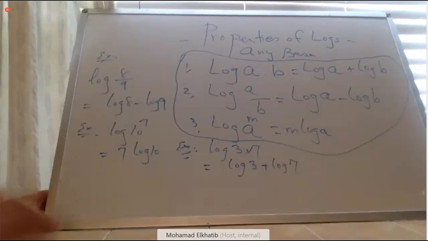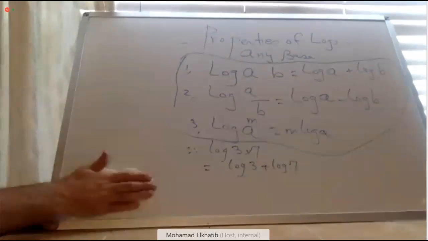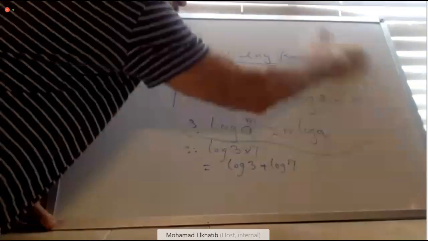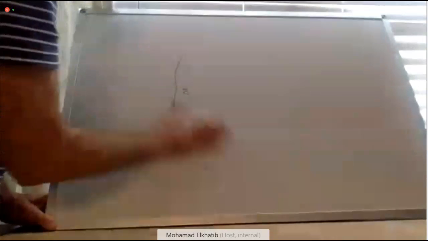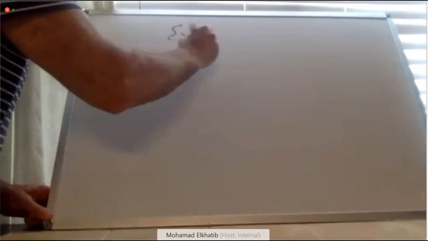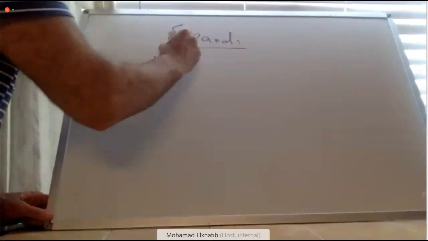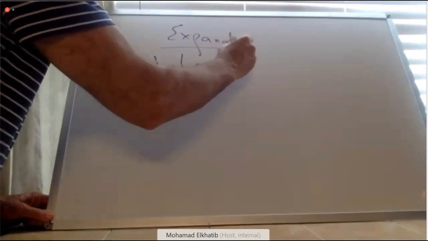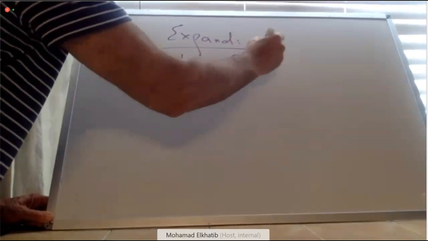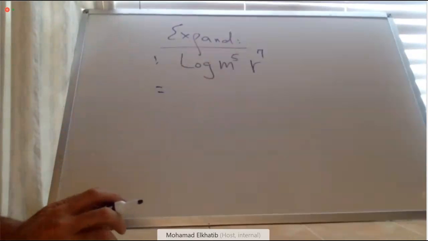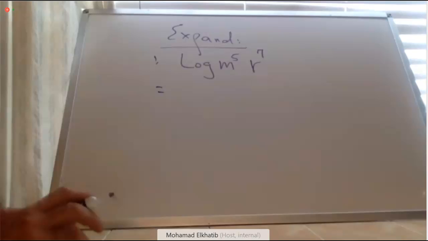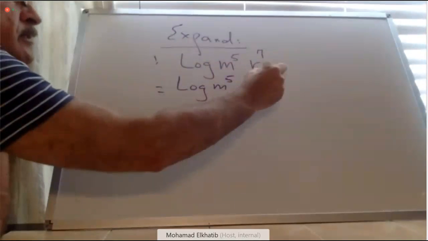Okay, so let's see how we're going to use these properties. And remember, they work for any base, that's why I'm not putting the base down. So here's a question. The question is going to tell you to expand. Expand means use the property, make it bigger, okay? Let's say I have log m to the 5 r to the 7. So how can I use the properties of logs to expand? First of all, these two numbers, m and r, are multiplied by each other. So I use property 1, which says it will be log the first plus log the second.